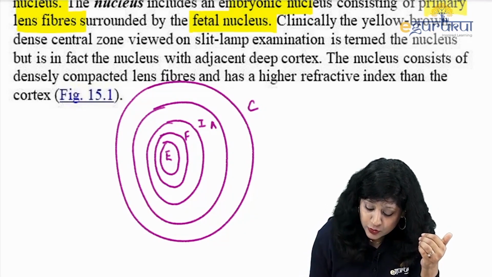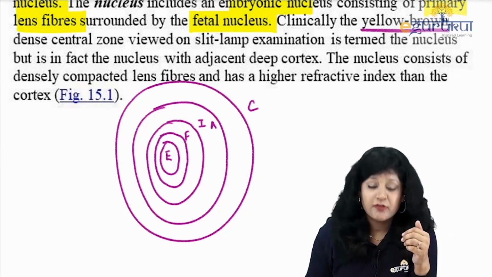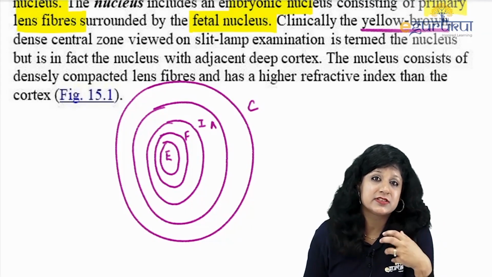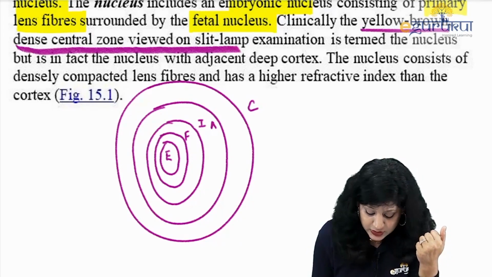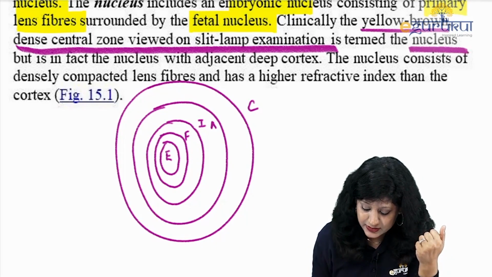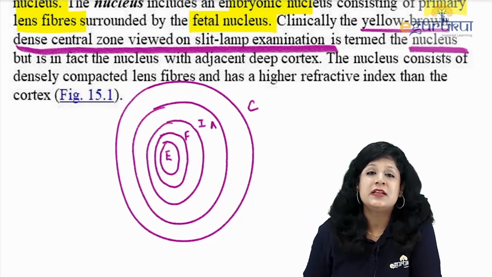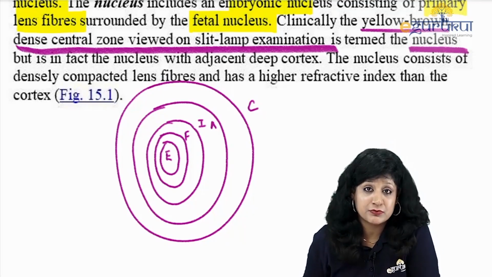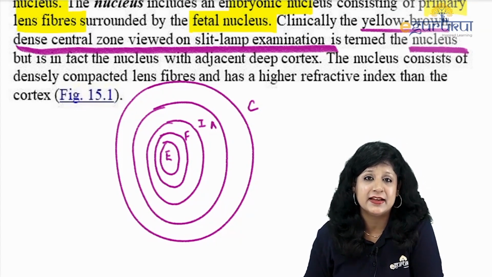Now if you look at the appearance, it is yellowish brown in color, and when you look under the slit lamp, you get to see the different layers and the different colors. Clinically, the yellow-brown dense central zone viewed on slit lamp examination is called the nucleus. When you see the nucleus, it means there is a deposition of pigments, which is seen with the advent of cataract. Otherwise, the lens is totally transparent and you won't be able to see the different layers.